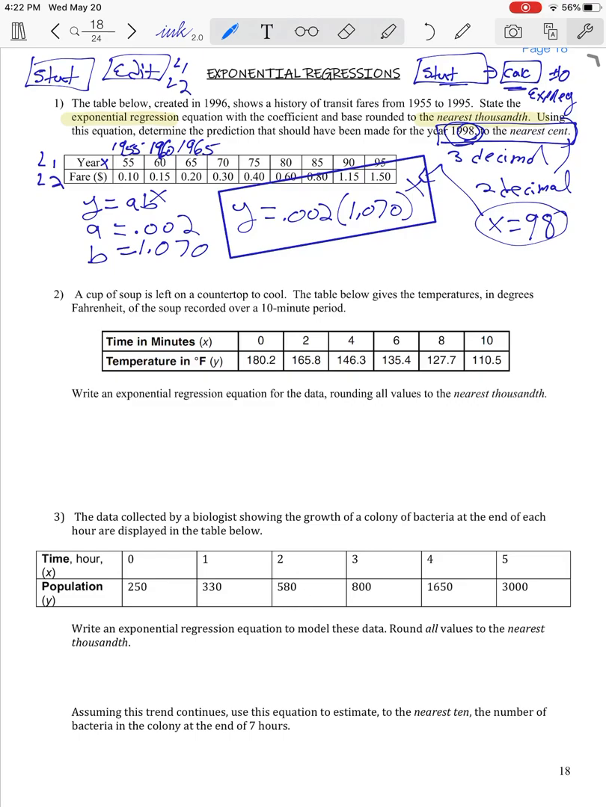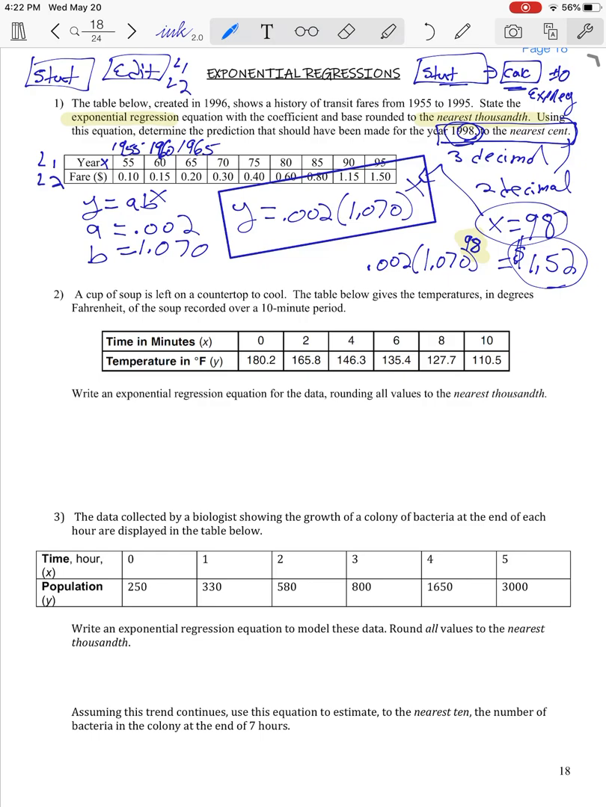Don't go to y equals. You stay in your regular calculator. So it's just a calculation. You're going to plug in 0.002 times 1.070 to the 98. That is what you're going to plug in. Remember, you use the arrow up. This goes in for x, the 98. When you plug it straight away into your calculator, do it now, you're going to get 1.52. That's money, $1.52. So in 1998, the fare will be $1.52.